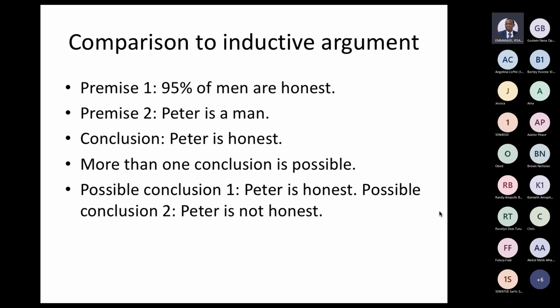Now let's compare that to an inductive argument. This is an example of an inductive argument. 95% of men are honest. Peter is a man. Therefore, Peter is honest. You will see that more than one conclusion is possible. Peter could be among the 95% of men that are honest, or Peter could be among the 5% that are dishonest. Possible conclusion one, Peter is honest. Possible conclusion two, Peter is not honest. Because there is more than one legitimate conclusion, we say it's an inductive argument. That is how we identify inductive arguments. If there is only one possible conclusion, then it's a deductive argument.